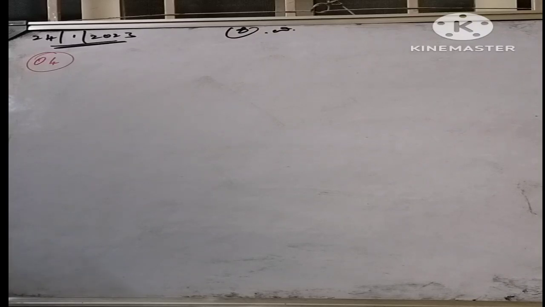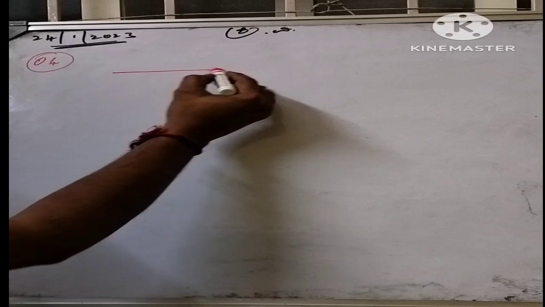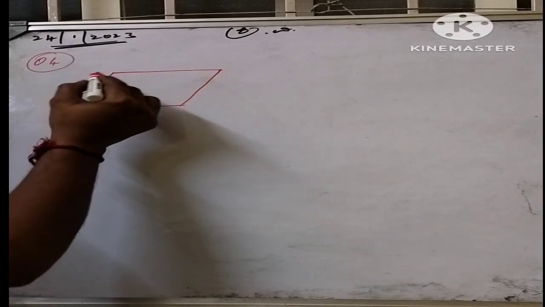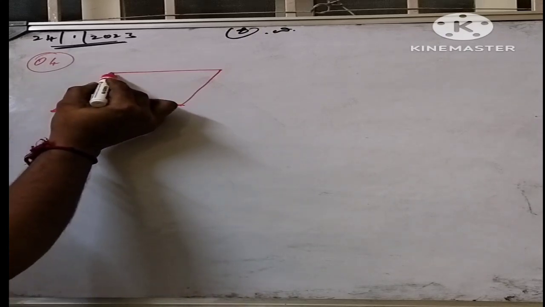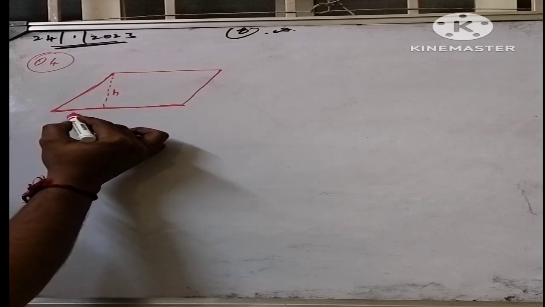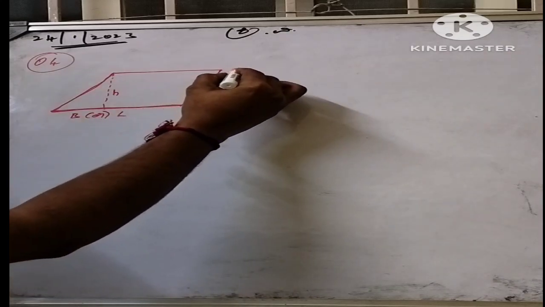Now let's move on to the fourth problem. In the fourth problem, they are saying that a flooring tile has the shape of a parallelogram. You already know the shape of a parallelogram. If you do not know, let's see this. This one is the parallelogram. Here the height of the parallelogram will be marked like this. This one is the height, this one is the base or length, and this one is the width or breadth.